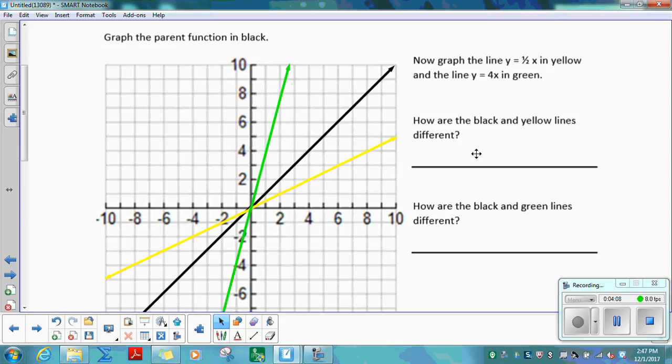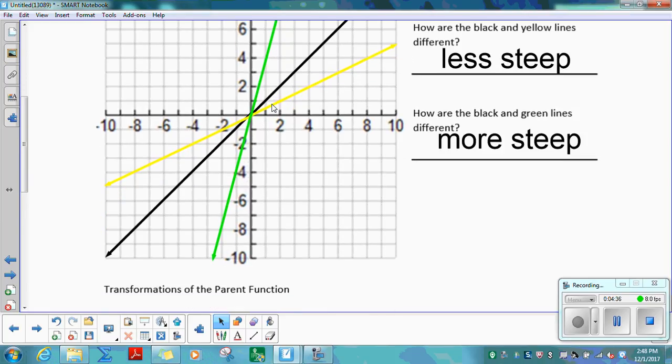Well, comparing the black and the yellow, they have the same y-intercept, but black is a little bit steeper than the yellow. So the yellow is less steep. Okay? Where the green, if we look at it compared to the black, it's more steep. You definitely don't want to climb that hill. I'd rather climb the yellow one. I'd rather climb the x-axis, actually. But not an option. So the green line is actually more steep.